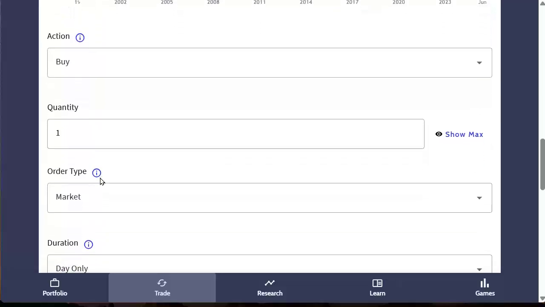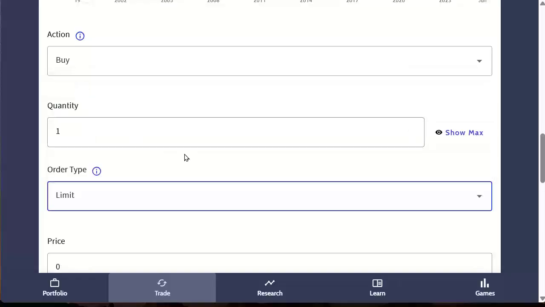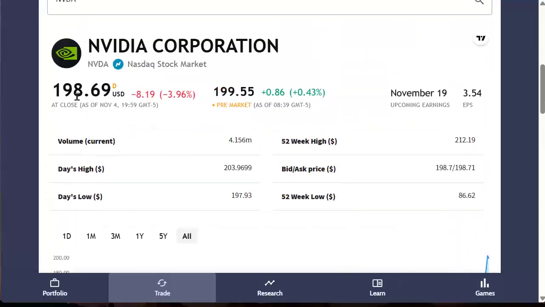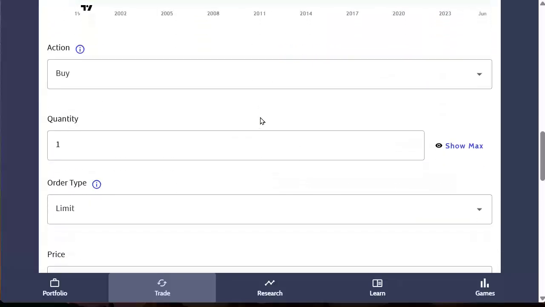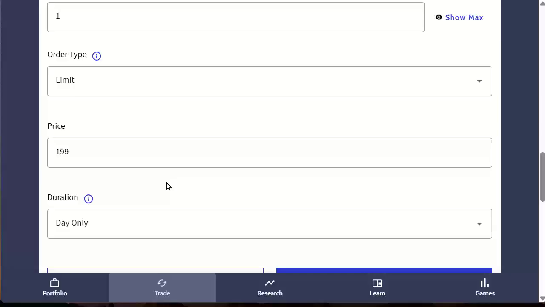And instead of doing a market order, let's do what's called a limit order. A limit order allows us to say how much we are willing to buy it for. So maybe we're only willing to buy it for $199, because right now it's a little more than that, and a lot of times the prices will go up and down during the day. So we could put in a limit order for $199. That's good only for today.